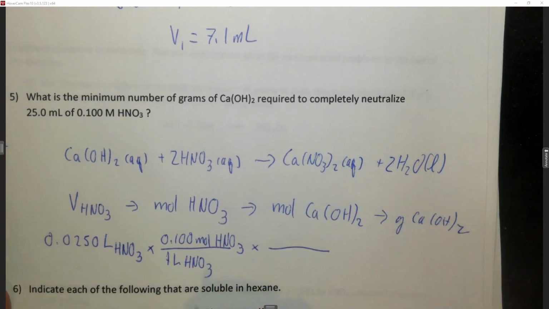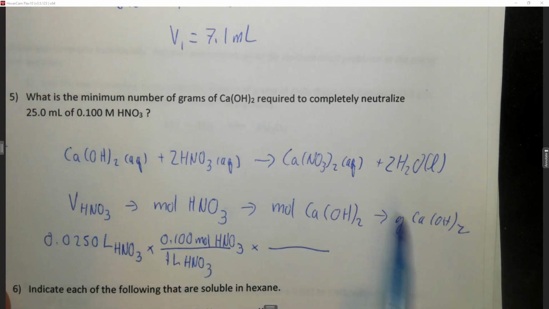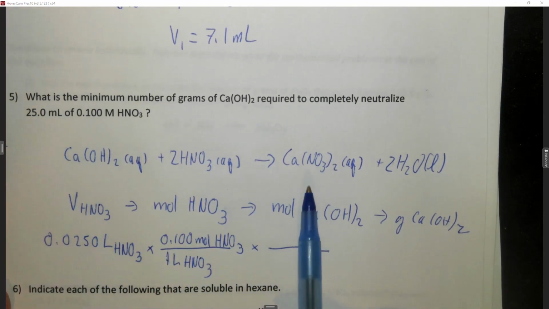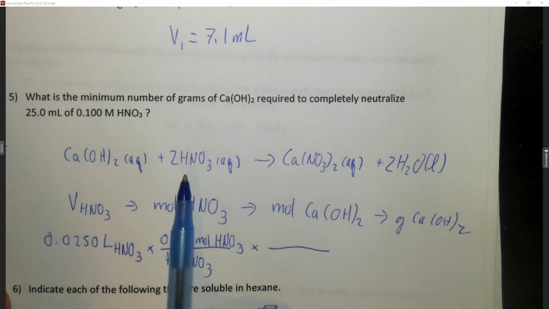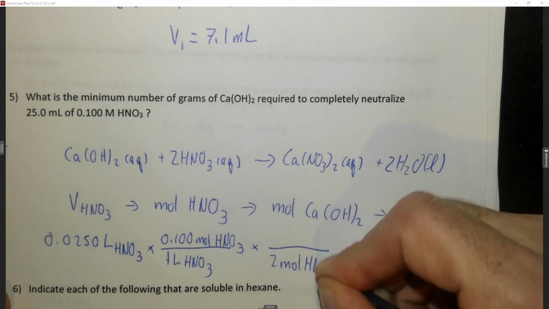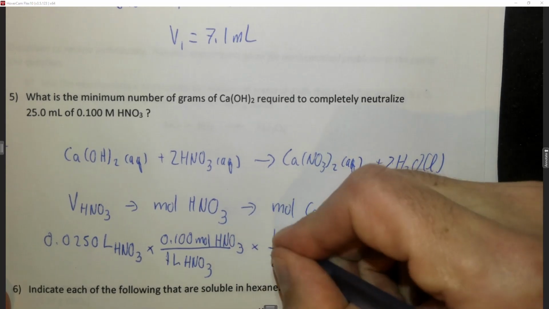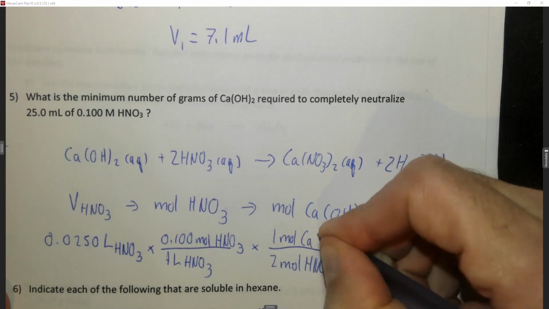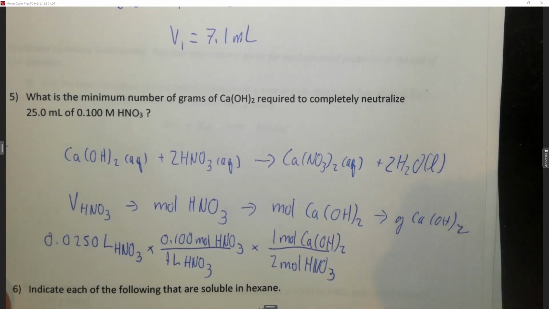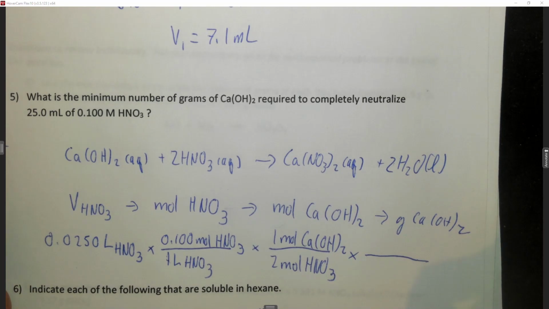We now need to convert from moles of HNO3 to moles of calcium hydroxide. To convert from moles of one thing to moles of another, we need the balanced chemical equation, which is why we wrote the balanced chemical equation. In this case, we have 2 moles of HNO3 on the bottom, and that's what we're trying to get rid of, and then 1 mole of Ca(OH)2 on the top. That's what we're trying to end up with.